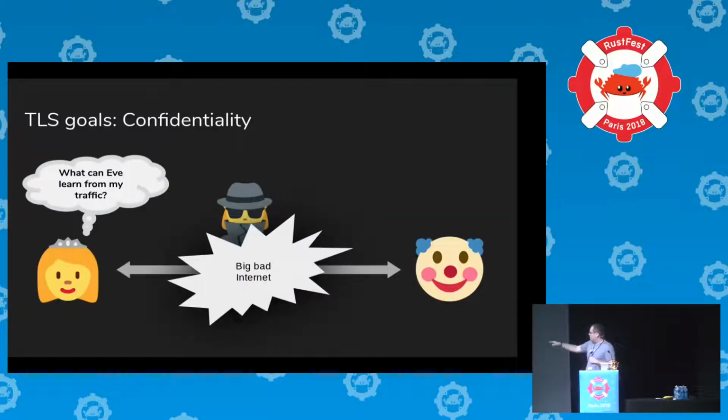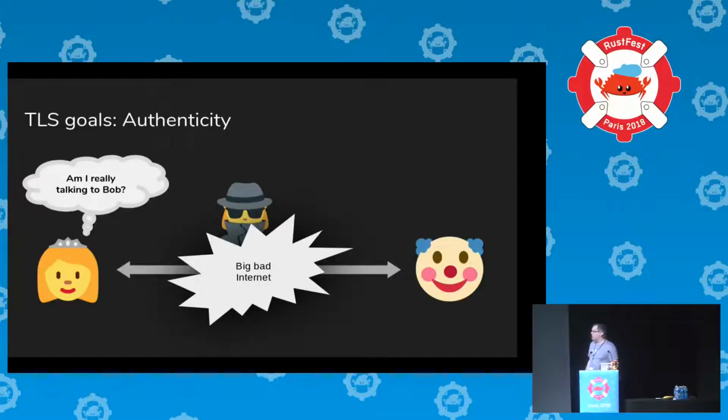So we've got our cast of characters here. These are normal, commonly used characters. We've got Alice on the left, who wants to talk to Bob, the clown, on the right. And then we've got Eve in the middle, who in this case is an eavesdropper who's just watching traffic going back and forth. Alice and Bob are really concerned that they don't want Eve to be able to learn much about their traffic, their communications. So that's one thing that TLS aims to do.